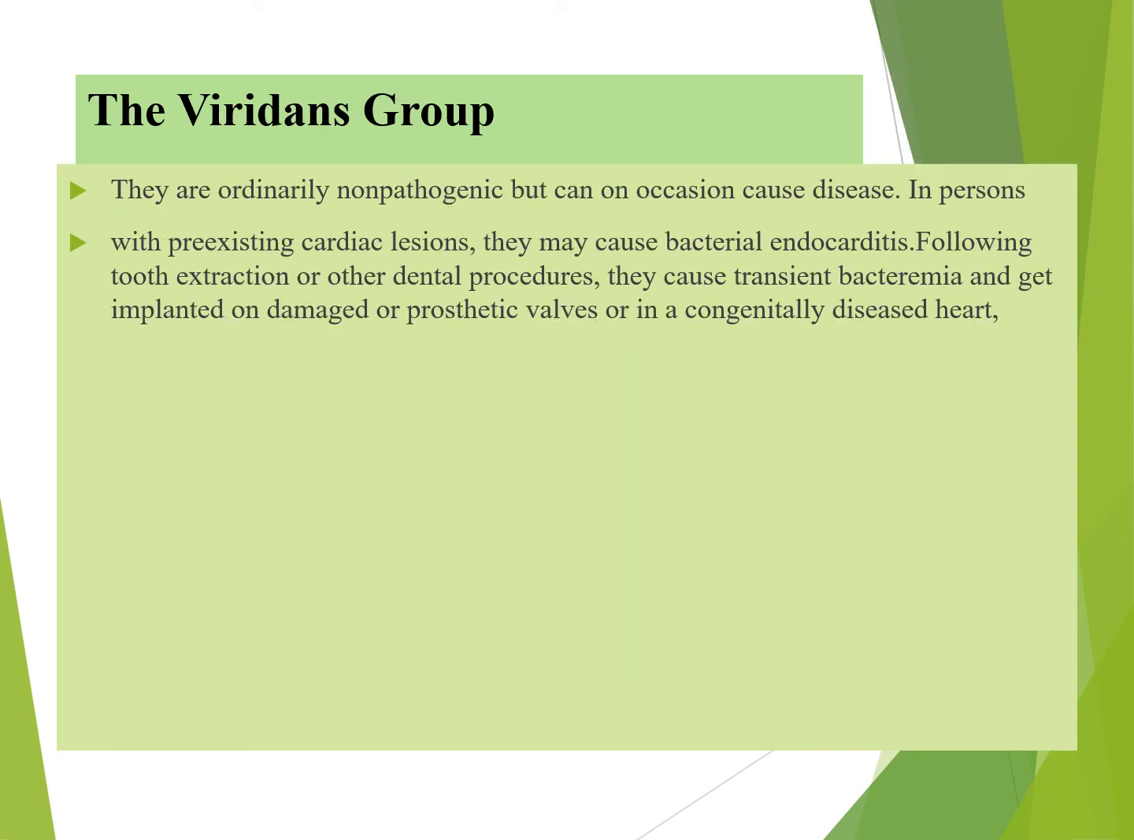The Viridans Group, they are ordinarily non-pathogenic but can on occasion cause disease in persons with pre-existing cardiac lesions. They may cause bacterial endocarditis following tooth extractions or other dental procedures. They cause transient bacteremia and get implanted on damaged or prosthetic valves or in a congenitally diseased heart.